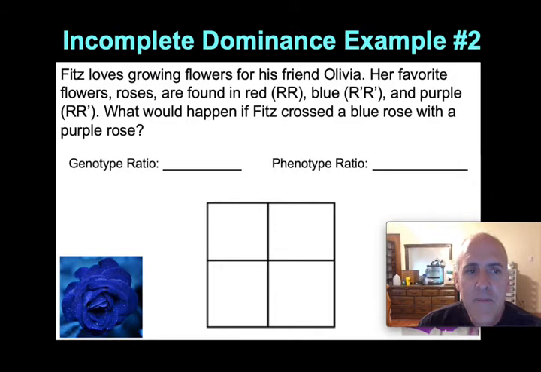Okay, so here's another example. Fitz loves growing flowers for his friend Olivia. Her favorite flowers, roses, are found in red, blue, and purple. So you cross the red and a blue, and you can get purple flowers. So what if he crosses a blue rose with a purple rose? Blue is going to be R prime, R prime. Red is going to be capital R, capital R. Remember, purple is a mix. So this will be purple, this will also be purple, this one's going to be blue, and this one's also going to be blue. So we have two purple and two blue.